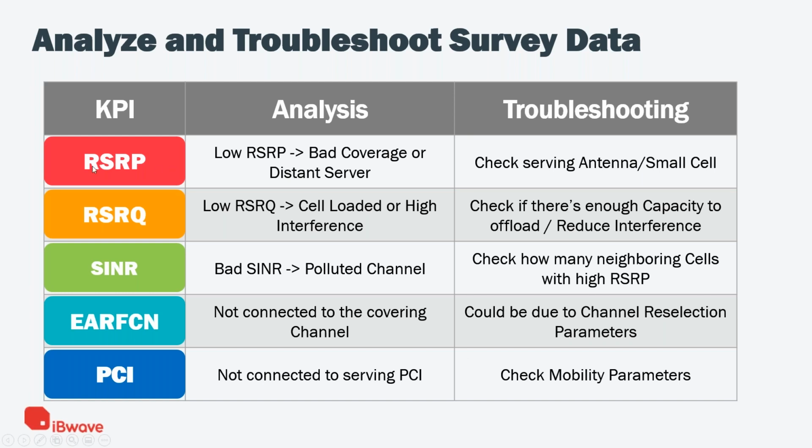So RSRP usually is an indication of the coverage, right? If I have low RSRP, meaning I have bad coverage or I'm too far from the server. So this server is the distant server. It does not mean that the coverage where I am is bad. It's just meaning the coverage of the cell I'm connected to is bad. So either the cell is too far, or this cell has a problem.